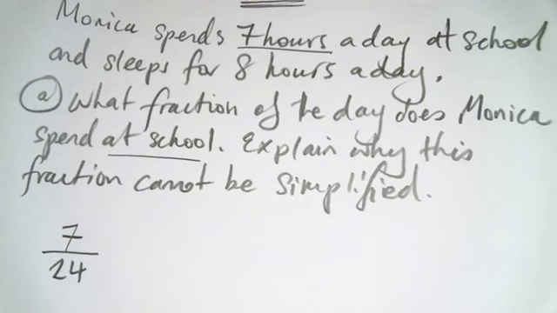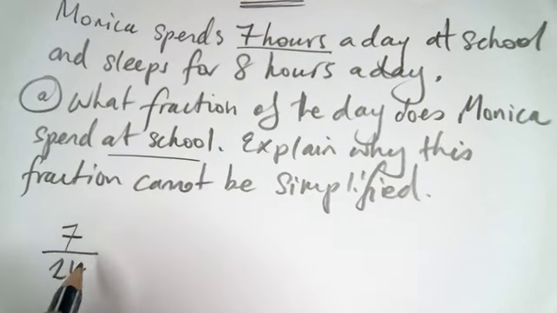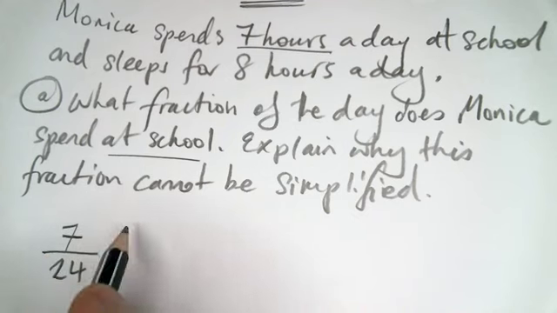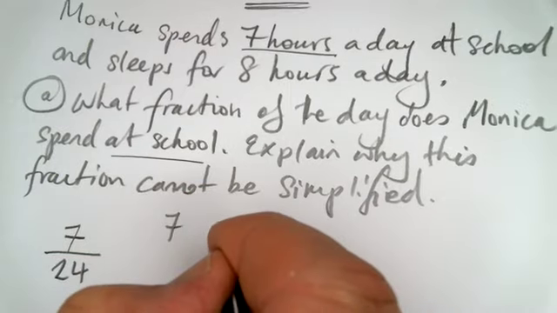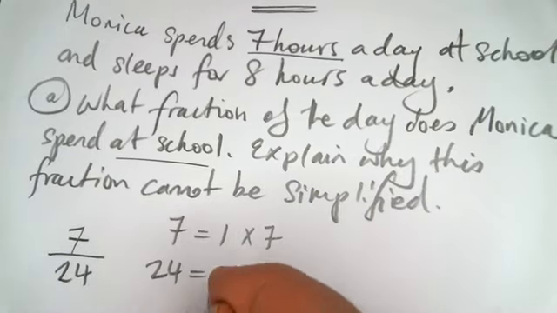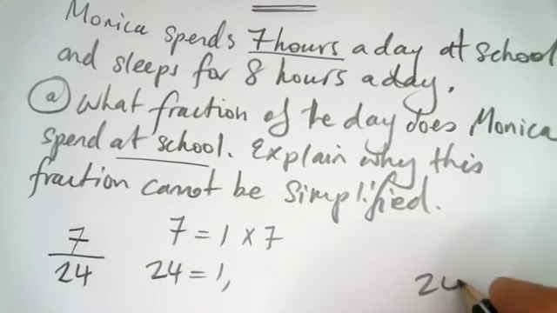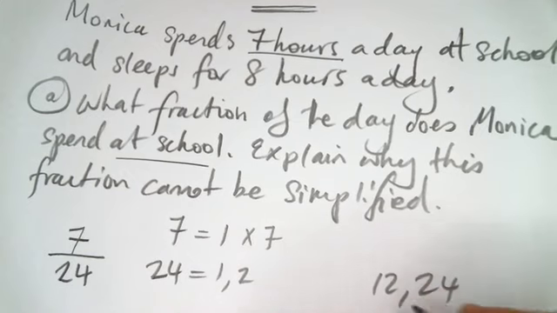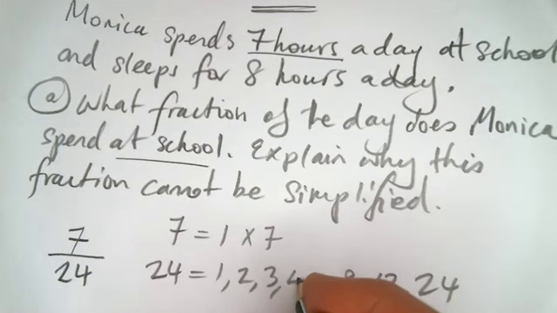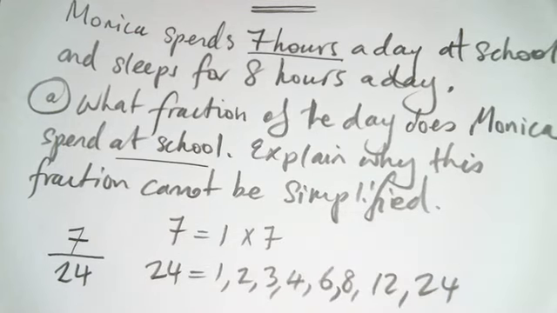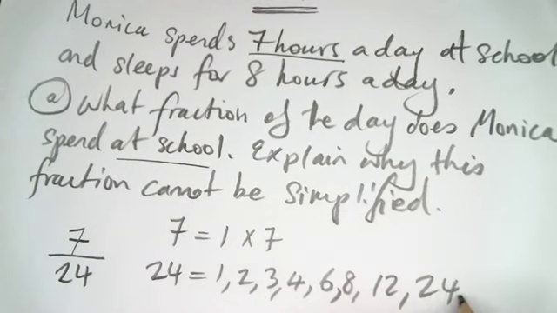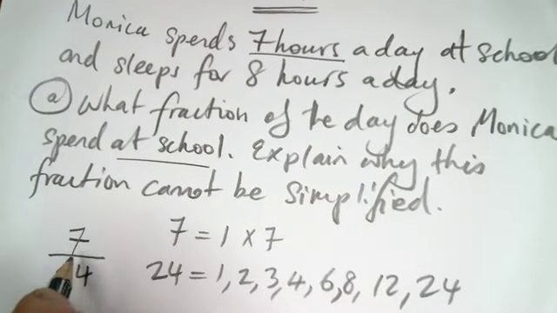Well, it can't be simplified because there is no common factor, there is no common number between 7 and 24. If I wrote the factors out, 7 is going to be 1 times 7, and 24 is going to be 1 and 24, 2 and 12, 3 and 8, 4 and 6. And if I look at these, apart from 1, there is nothing common here and here. So I can't divide this by anything other than 1.